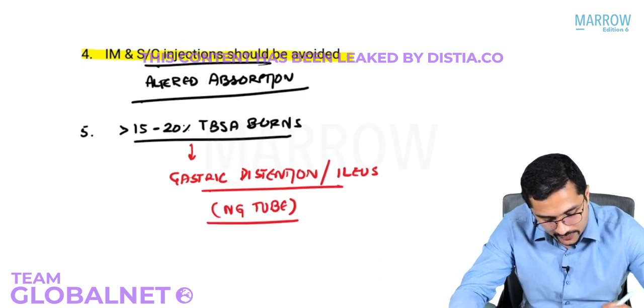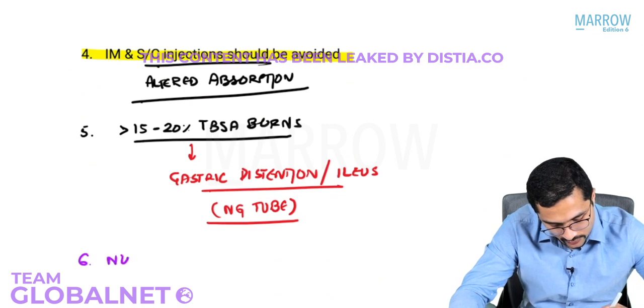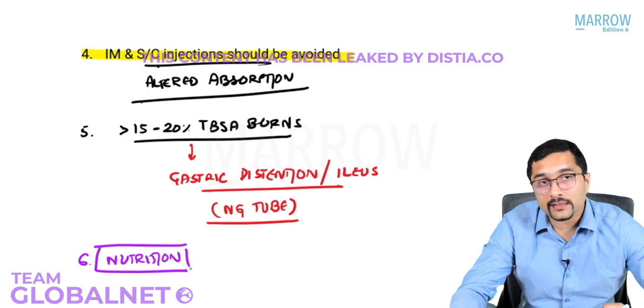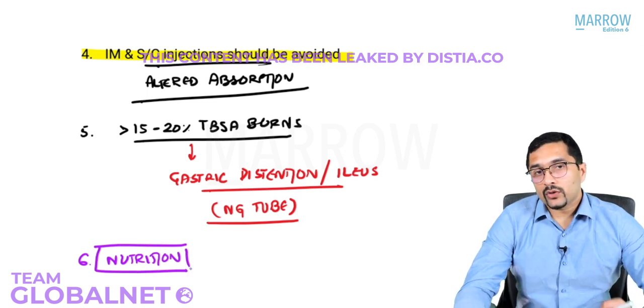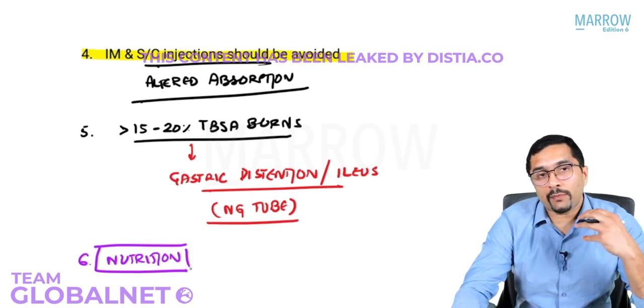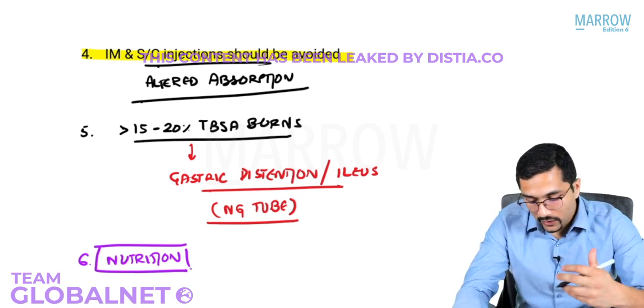The next major thing in these patients is nutrition. We know that whenever there are burns, it is a negative nitrogen balance state, right? The body is losing nitrogen, the body is losing proteins. So adequate nutrition is of paramount importance in healing of these patients.